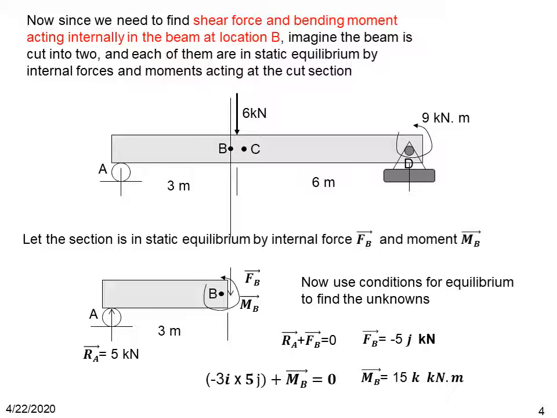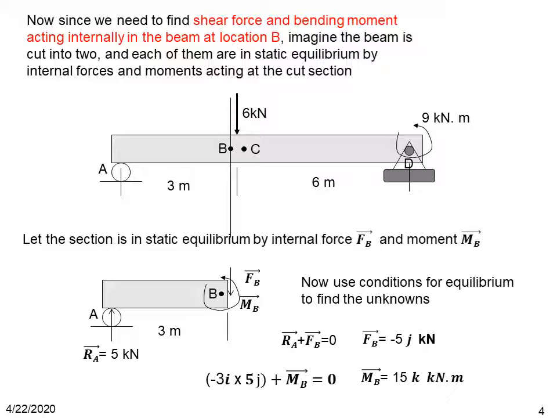And to find out the MB, we use the sum of moments equal to 0. The sum of moments of all the forces is 0. So we take moment about point B. Taking moment about point B means you're taking the cross product of R cross RA.